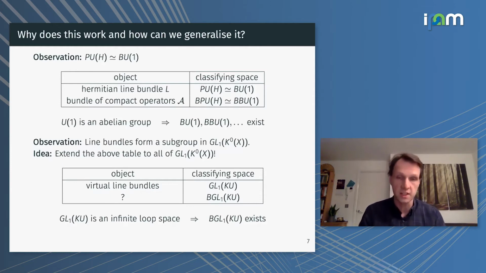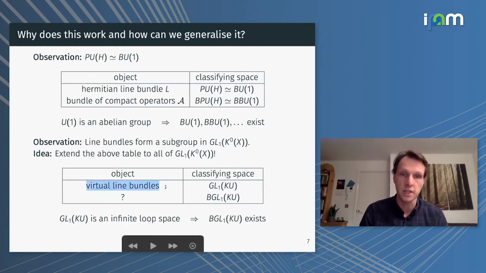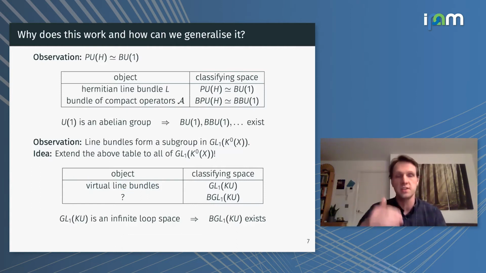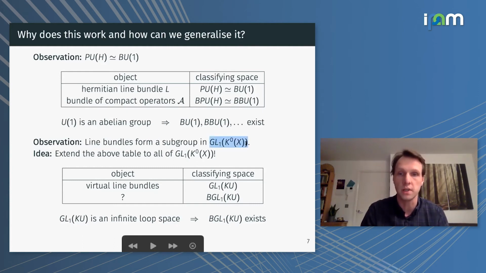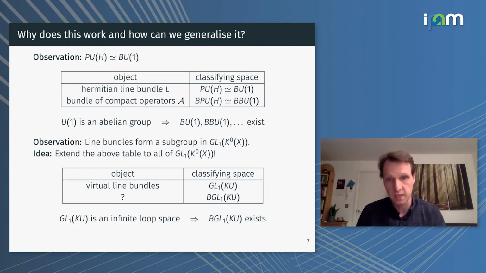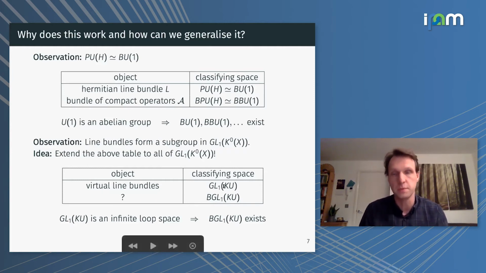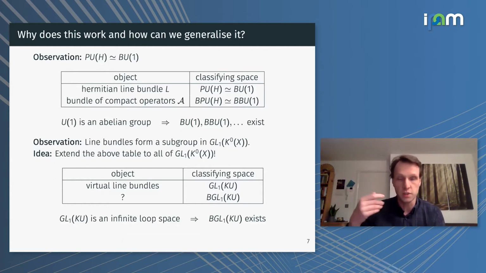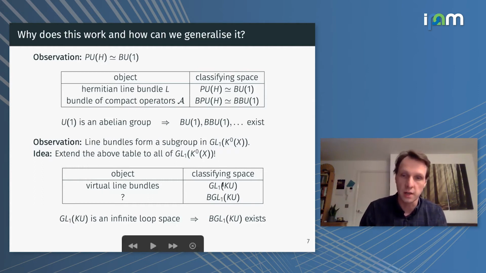And you can ask, is there a classifying space for these virtual line bundles, such that homotopy classes of maps from X to this classifying space would give me all of this group, the whole group here, GL1 of K0X? And there is such a thing, and it's usually denoted by GL1 of KU. The KU here stands for the K-theory spectrum. So in stable homotopy theory, K-theory is represented by a spectrum in the homotopy theoretic sense, and it's a commutative ring spectrum. So therefore, there is a space of units for such a ring spectrum.